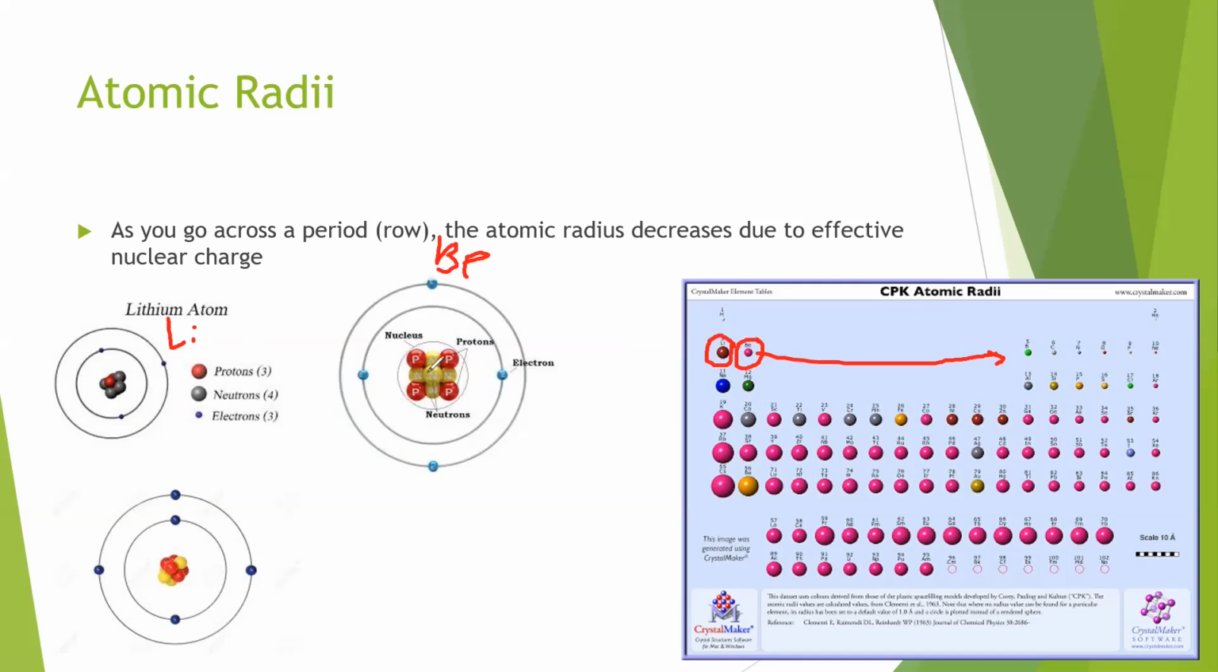So as you go down, the atomic radii increases, but if you go from left to right on a periodic table, the size actually decreases.